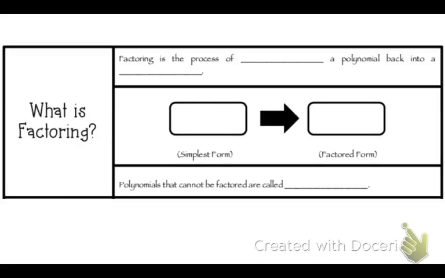Okay, factoring. Factoring is the process of separating a polynomial back into a product. Now, a product in math is something that's multiplied together. So, say you have 4x squared plus 8x. That's the simplest form. The factored form would be 4x times x plus 2. That's a product there. Okay? And polynomials that can't be factored are called prime.